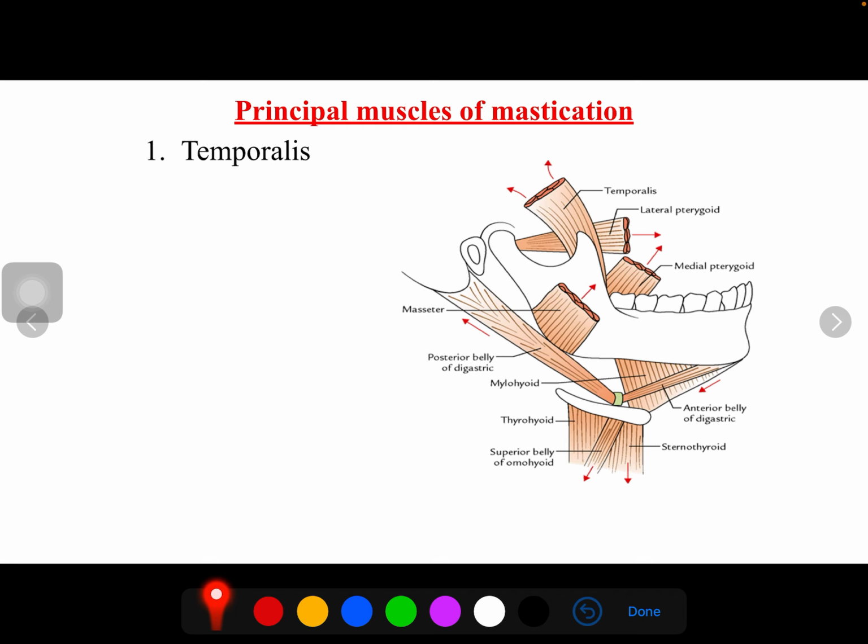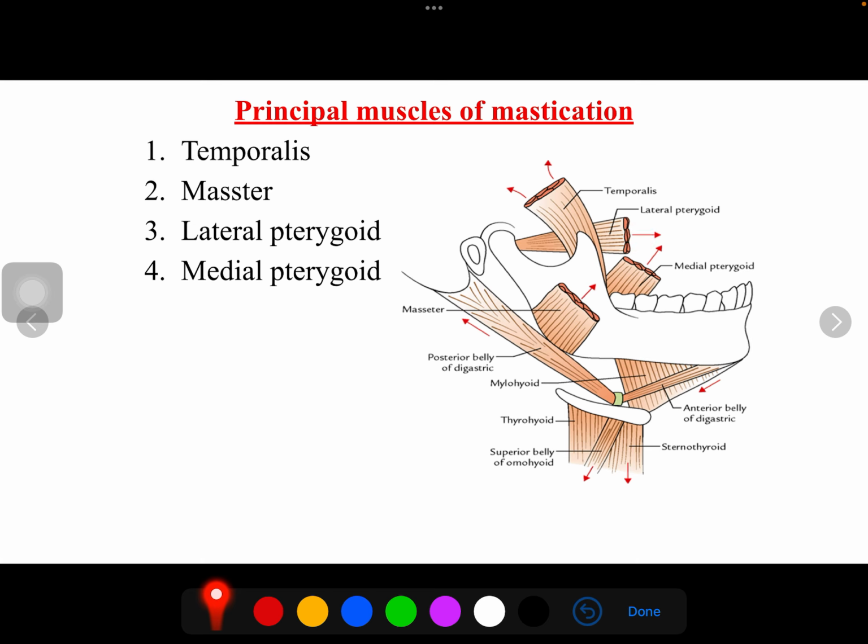Then the second muscle is the masseter muscle, that is located on the ramus of the mandible and is the most superficial of the four muscles of mastication. The third one, the lateral pterygoid muscle, is in the infratemporal fossa, and the fourth one, the medial pterygoid muscle, is also in the infratemporal fossa. They all act on the temporomandibular joint and move the mandible in the acts of mastication and speech.